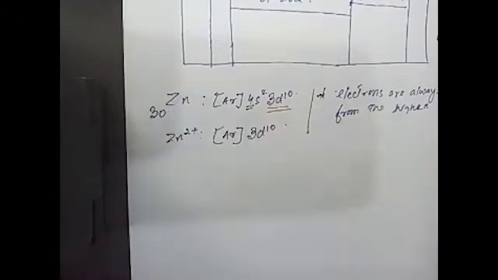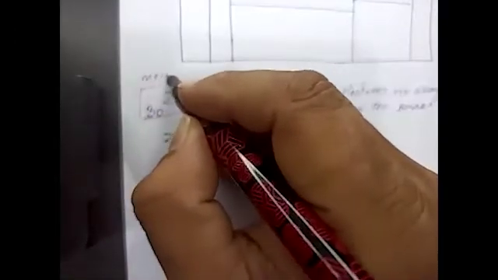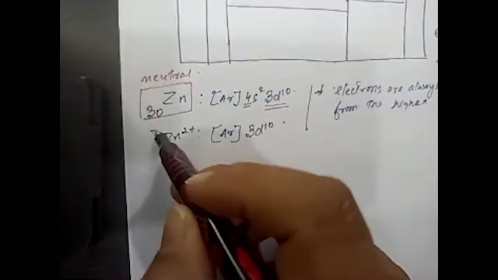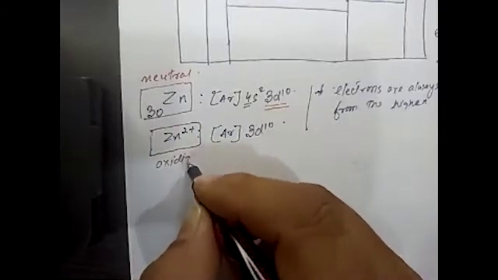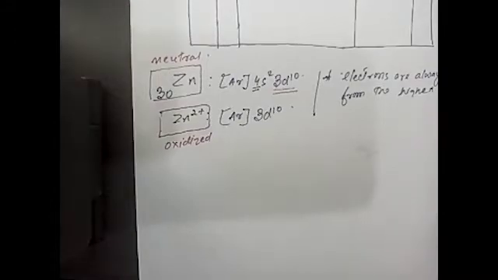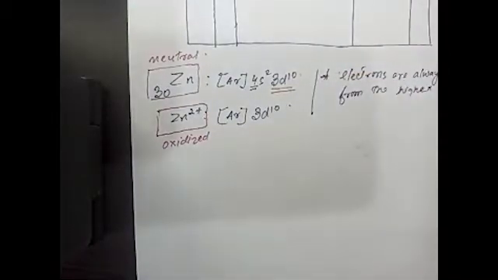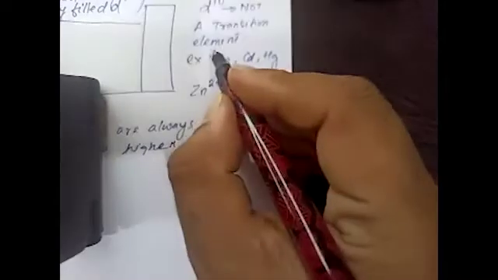So this is the neutral state, and this zinc 2+ is the oxidized state. Either in a neutral state or oxidized state, even if zinc loses electrons, it is still maintaining its 3d10. So that's why zinc is not a transition element. Along with zinc, which other elements are not transition elements? Cadmium and mercury are also not to be considered as transition elements.